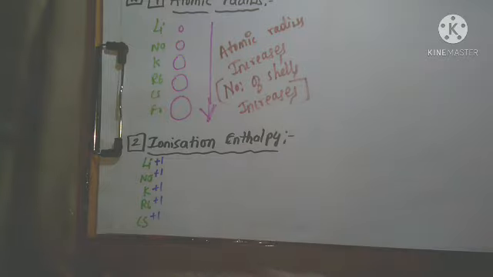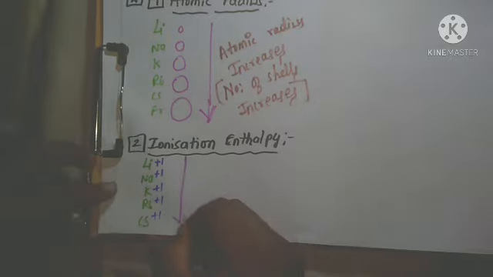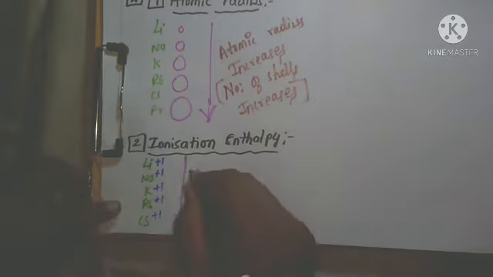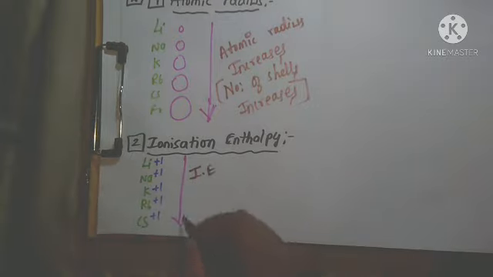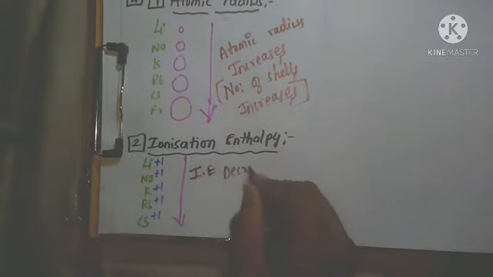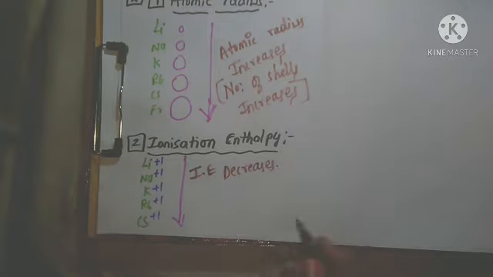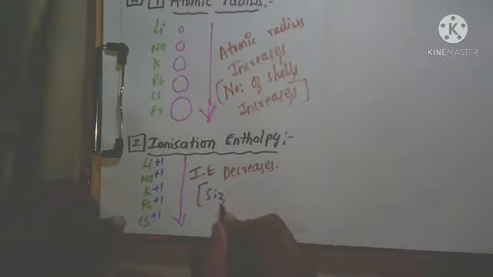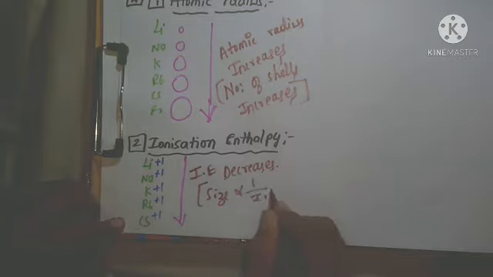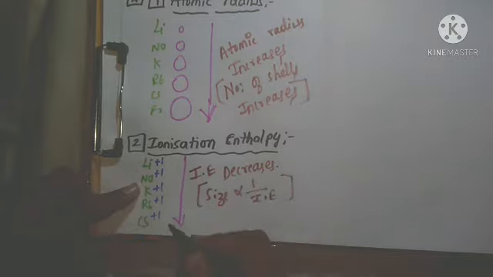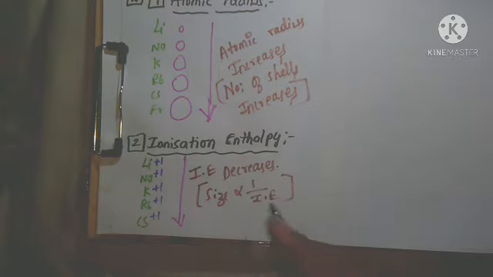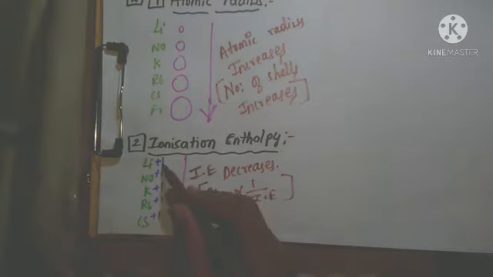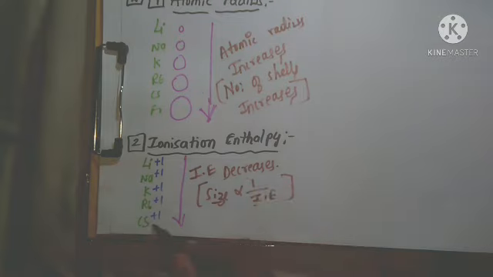Now, from top to bottom, what happens to the ionization enthalpy? Does it decrease or increase? It decreases. Now the question is why it is decreasing. One very important point: size is inversely proportional to ionization enthalpy. From top to bottom, size is increasing. When the size increases, ionization enthalpy decreases. Lithium has a smaller size, therefore high ionization enthalpy. Cesium has a larger size, therefore low ionization enthalpy.